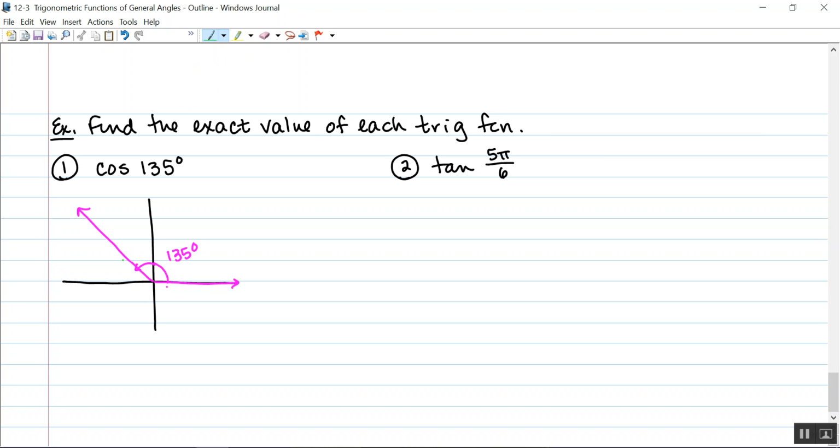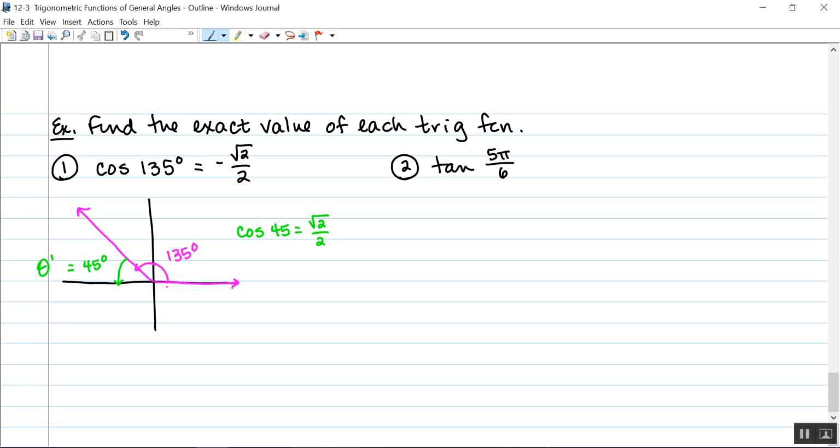Notice that my reference angle right here is going to be 45 degrees. So that's my theta prime. Go ahead and label that. So basically I'm looking for the cosine of a 45-degree angle, which is square root of 2 over 2. But notice that's the x value. Cosine was the x, and in this quadrant x is negative, so the cosine of a 135-degree angle is going to be a negative square root of 2 over 2.